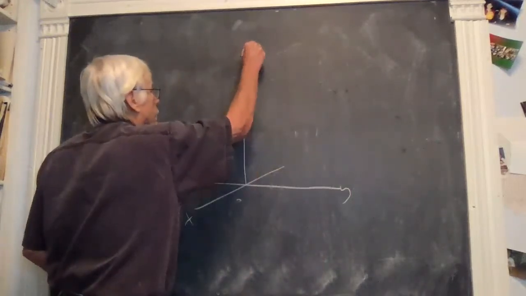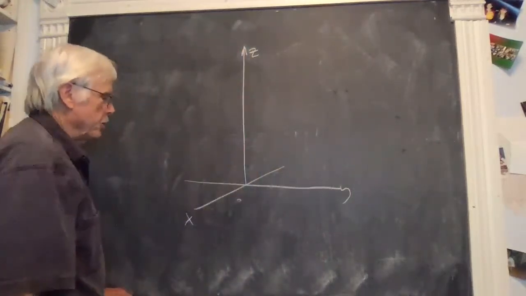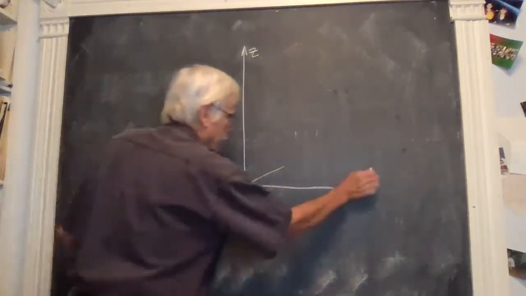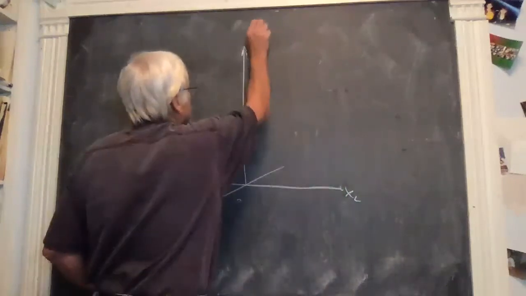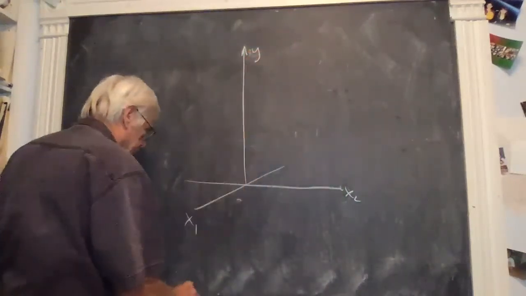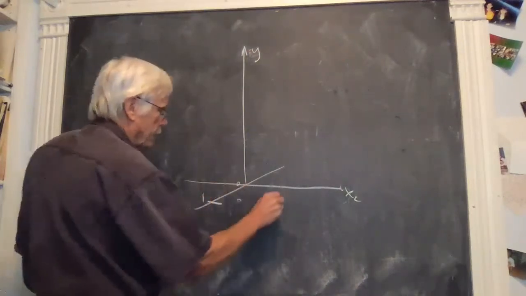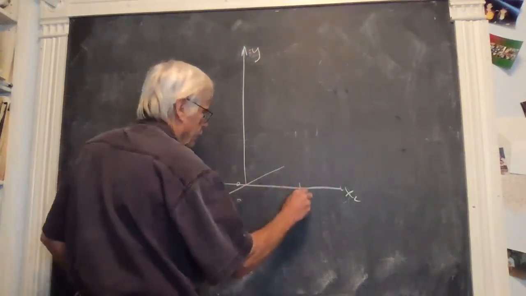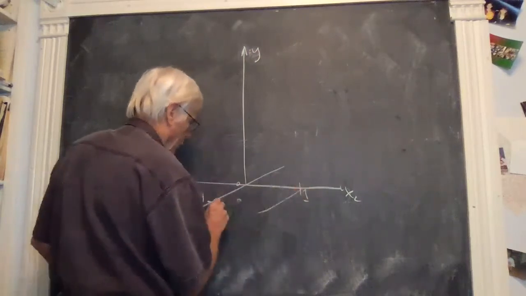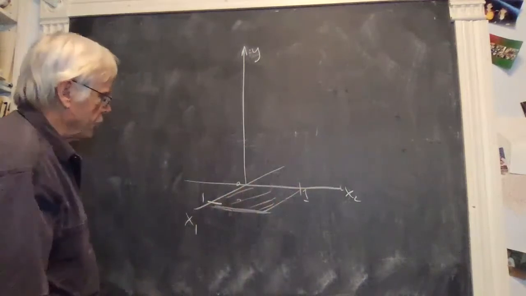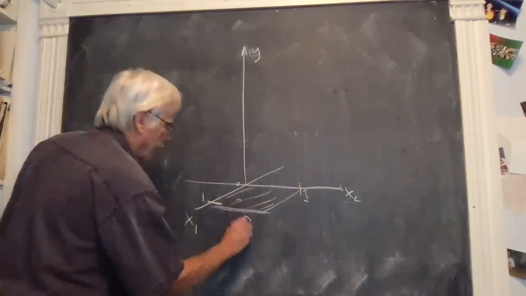The function axis, or the z-axis, will be here. And maybe we'll call this x1 and x2, and this the y-axis. And maybe x1 will go between 0 and 1, and x2 will go between 0 and 1 as well. So our domain will be this little square, which I'll call S.